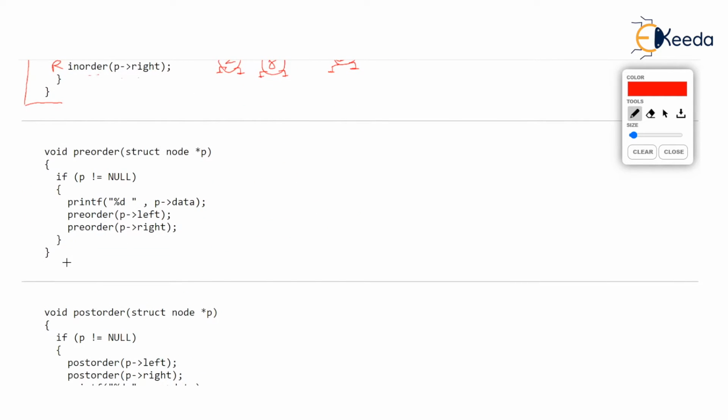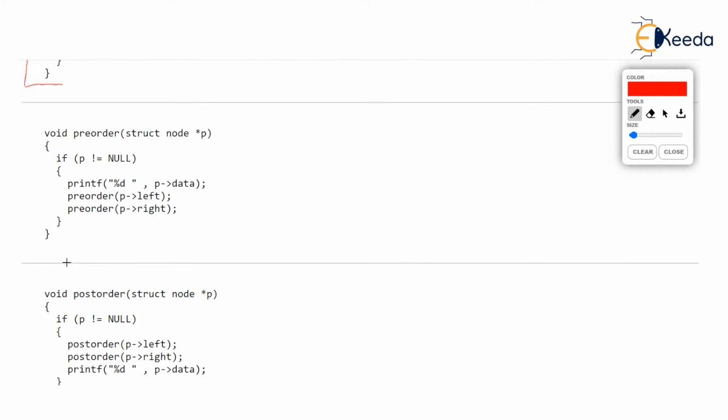Observe pre-order. What is the rule for pre-order? The rule for pre-order is VLR, vertex left right. So the whole process remains the same. Pass root to pre-order. Of course, it also has a parameter P, which is a pointer to node. Observe, P is a pointer to node.